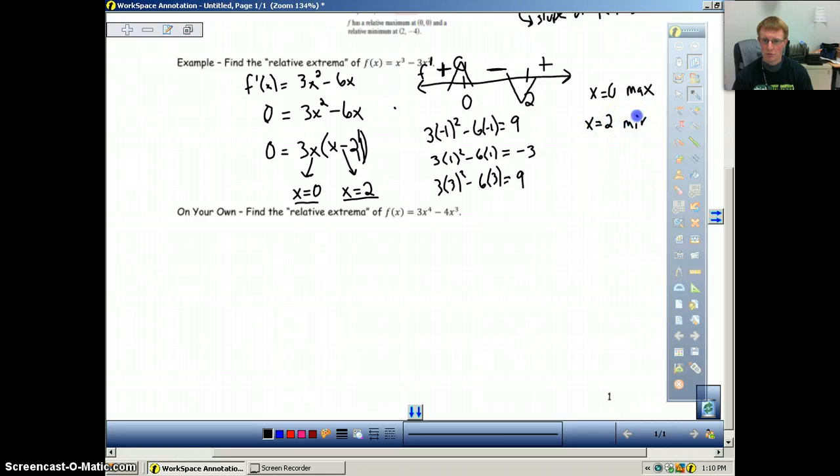And that's really all we're talking about here for right now. These are what we call local or relative maxes and mins. If there is no sign change, then it's neither. You have to have a sign change. The only way for you to get a max or a min is if it changes from increasing to decreasing or decreasing to increasing. Otherwise, there is no max or min. It would be neither. Okay, so you have one to do on your own here.